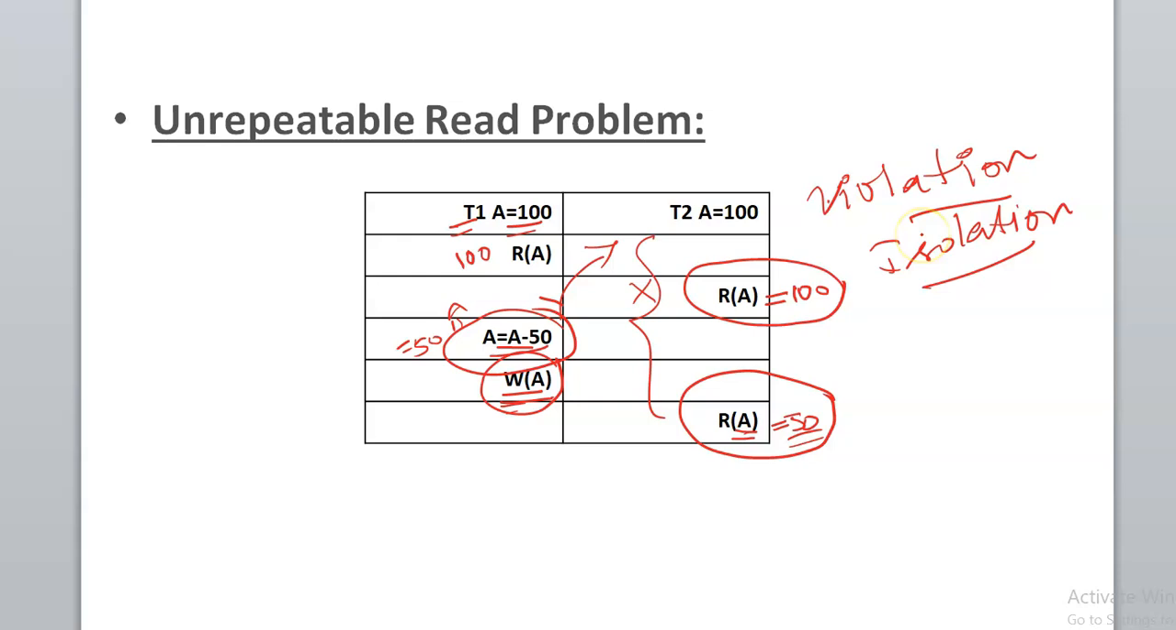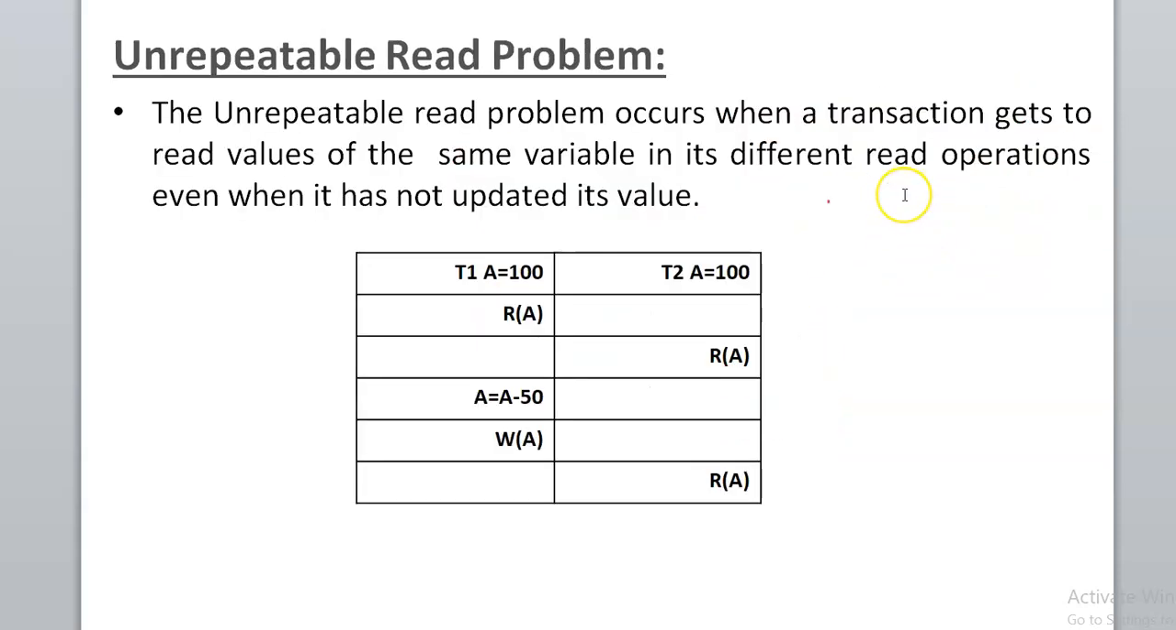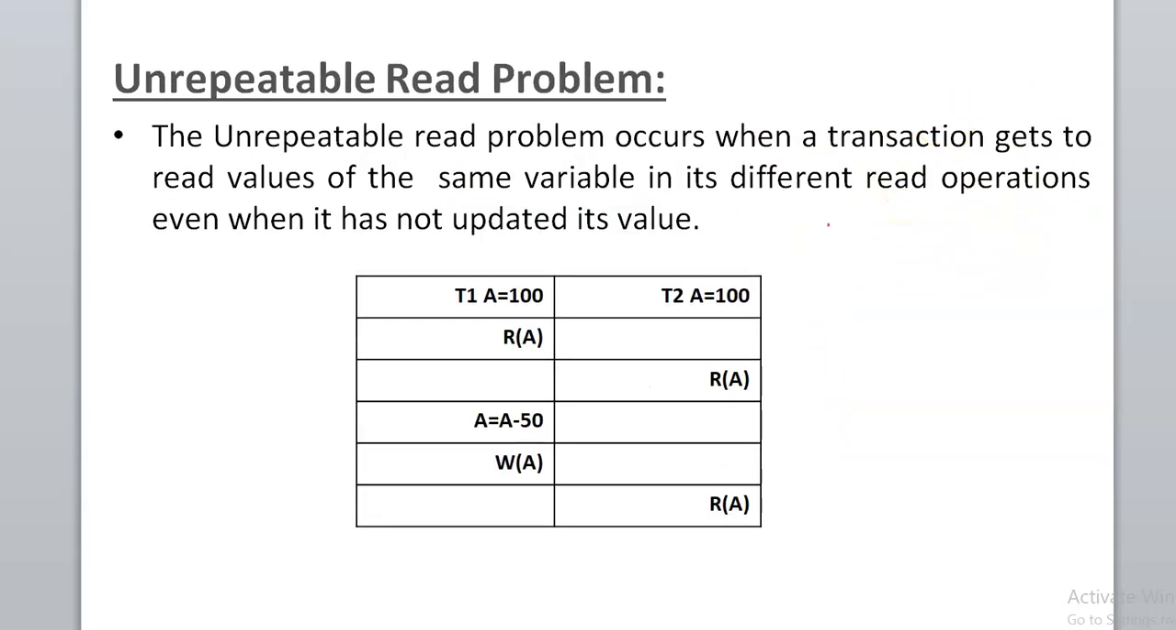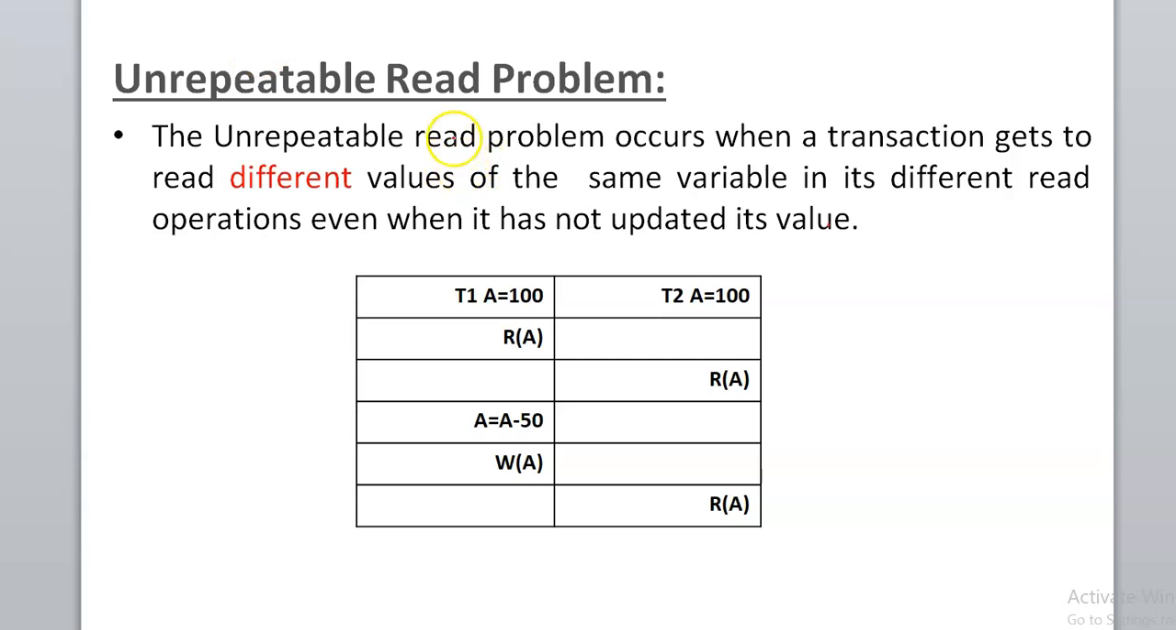Let us move on to the theory part and understand the possible definition. Now, let us see the theory of the unrepeatable read problem. The unrepeatable read problem occurs when a transaction gets to read different values of the same variable in its different read operations, isn't it? So different values of the same variable. Which was the variable? A. So two different values of A were read by T2 even when it has not updated its value.